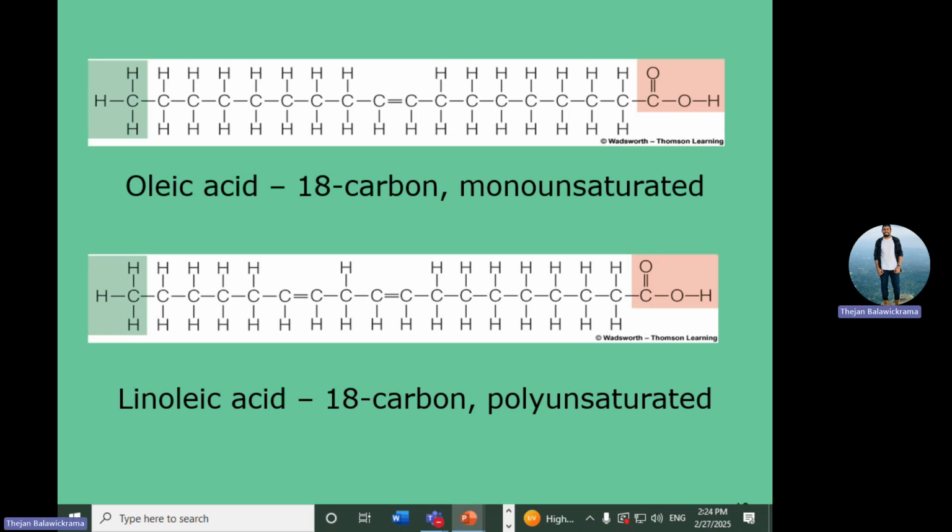Remember, the number of CC double bonds is immaterial, one or maybe more than one. But do you notice that on the right side corner, that is C double bond OH, the carboxylic acid group, that remains unchanged. Must be there. And the left corner is a CH3 group. That is also there. This CH3 group is important because in the future slides, we are talking about the omega number.